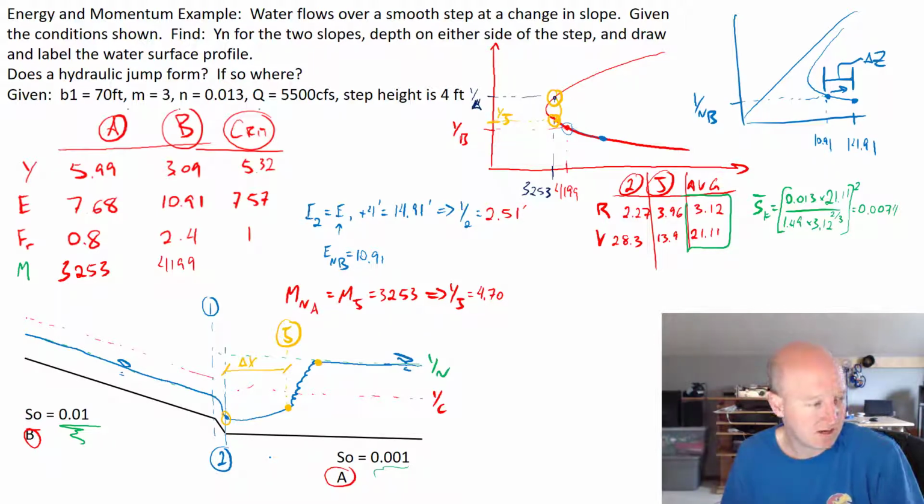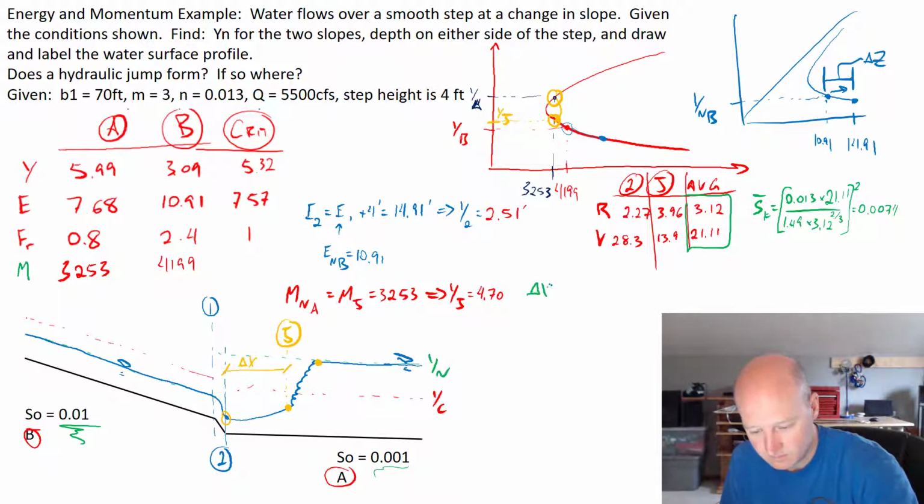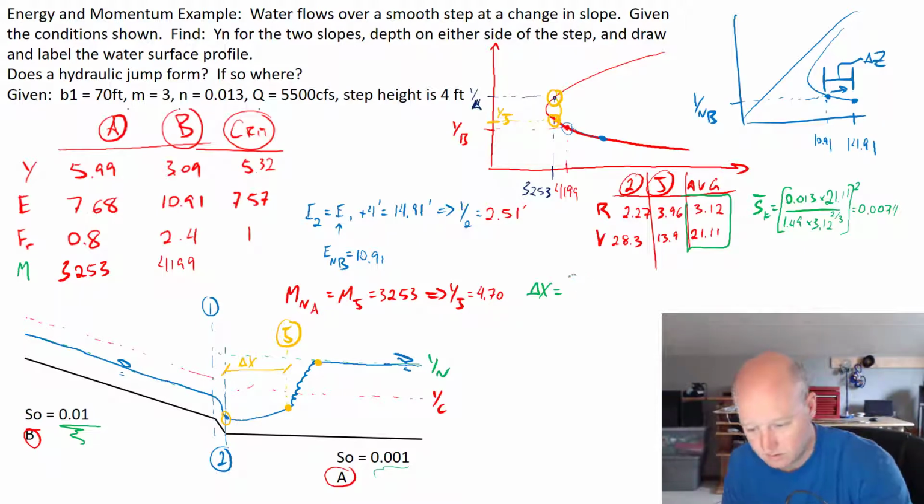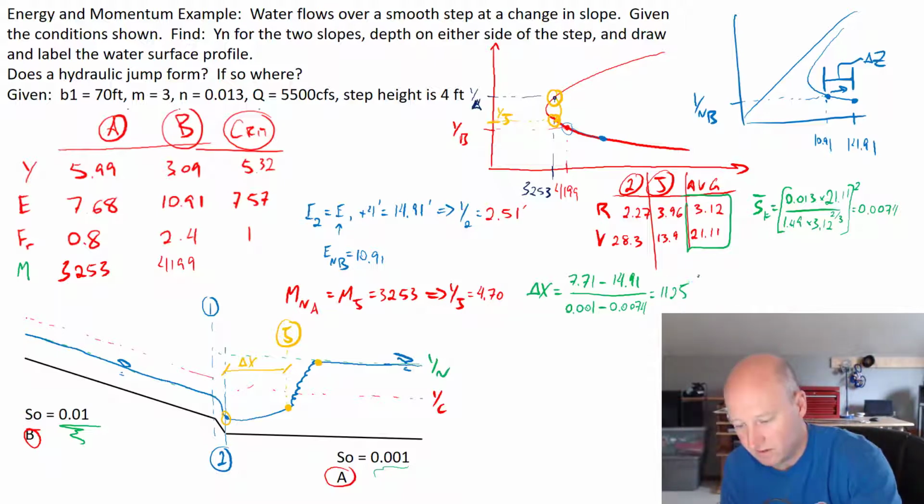So the delta x calculation is moving from section 2 to section J. So we put in the energy for section J. And then that's subtracted from the energy at section 2 over the bottom slope. And so that was 1125 if we do the calculations by hand.